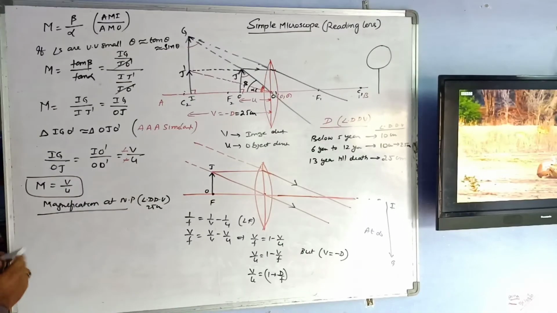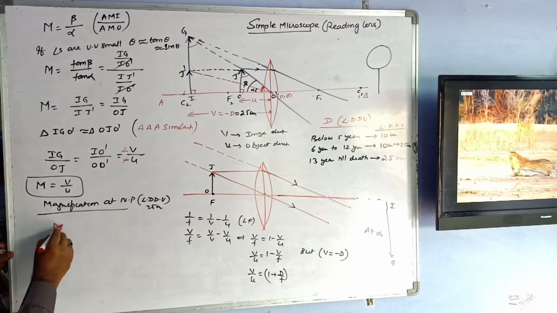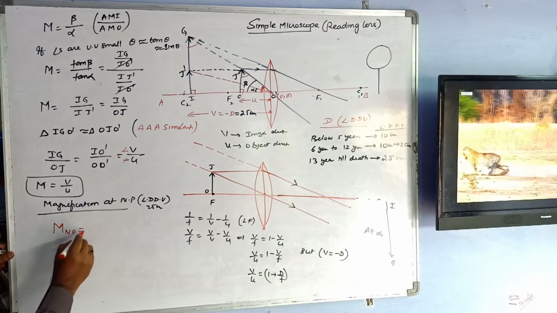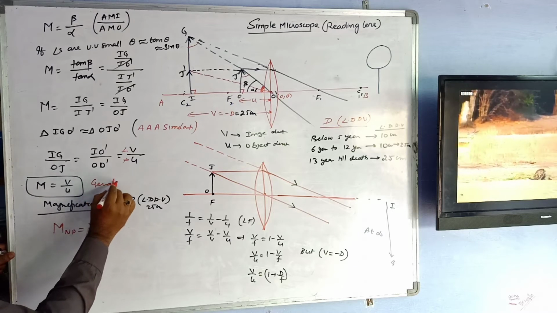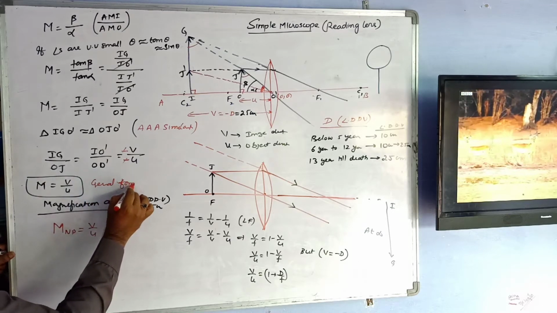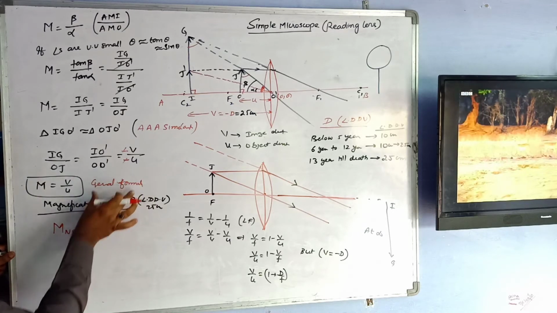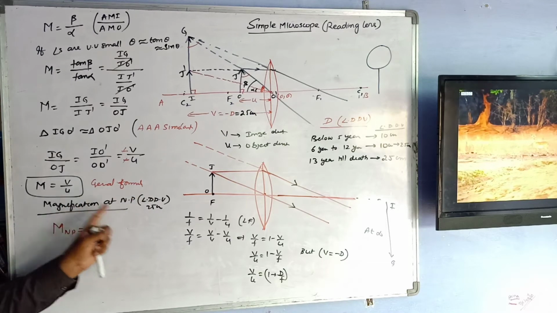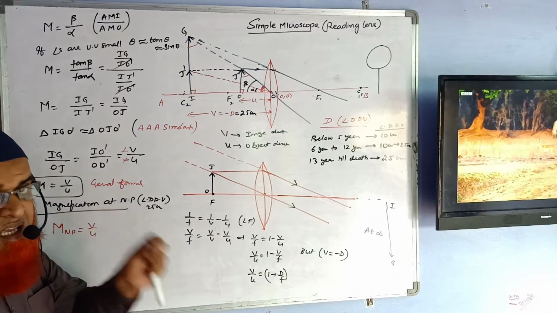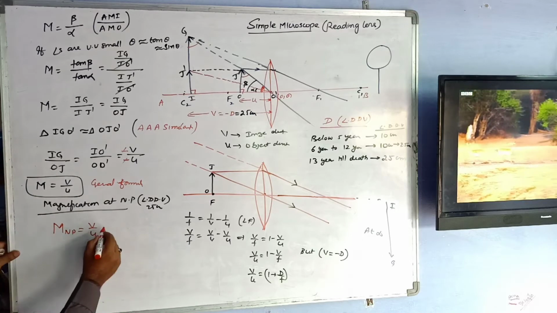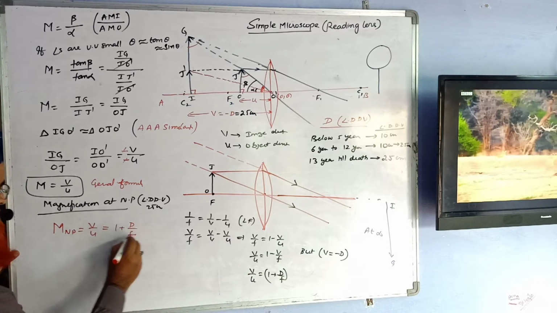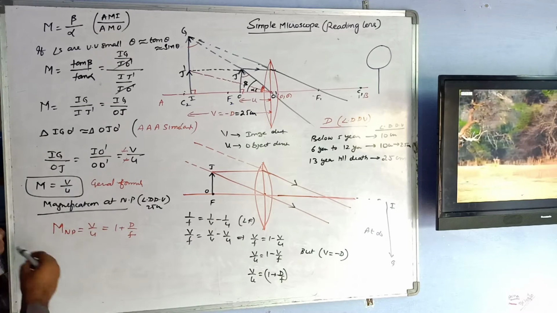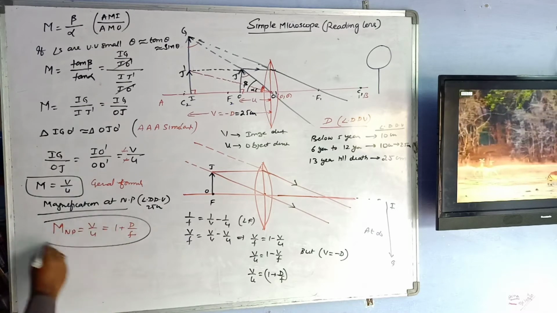Now what I am going to do here, magnification at near point is considered to be v by u, and this is the general formula. This is called as a general formula. Once you understand general formula, I am substituting general formula with the formula of least distance of distinct vision. Now v by u can be written as 1 plus d by f. So this is the formula for least distance of distinct vision.